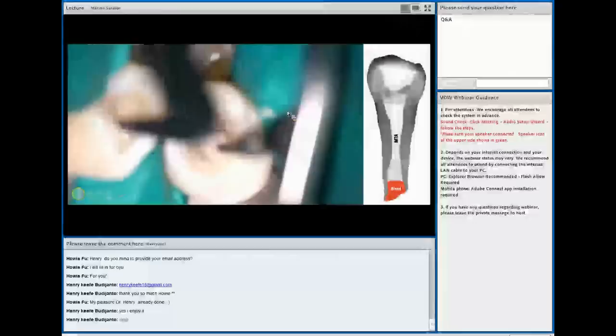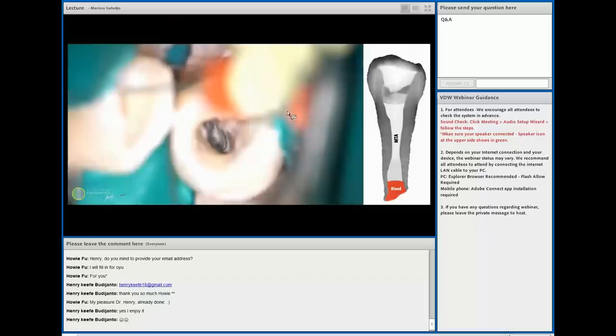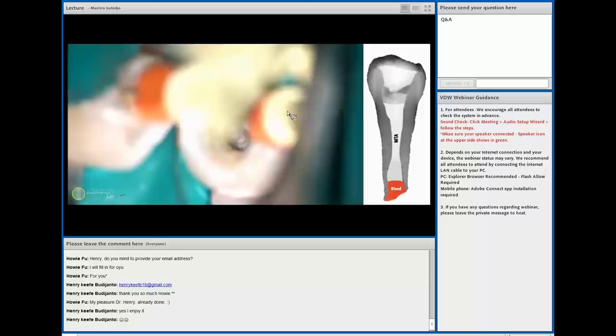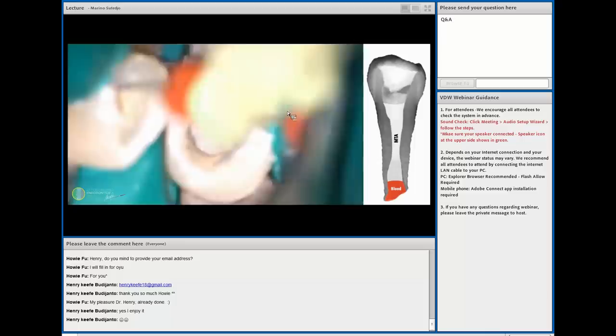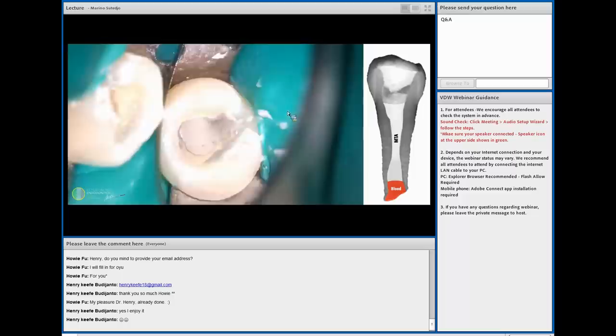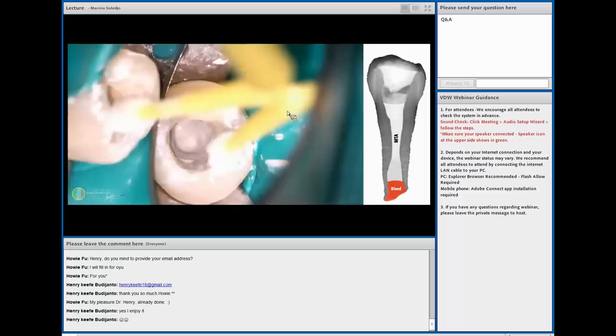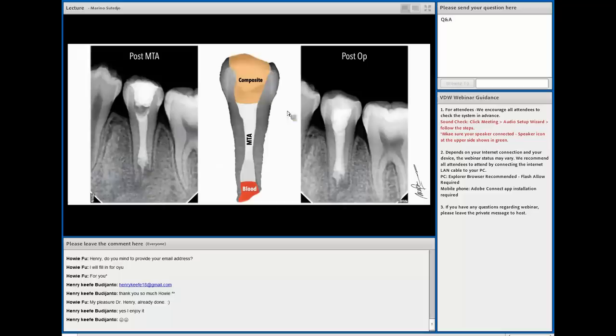Use the combinations also with your micro brush as well, just to make sure to push the MTA and to absorb excess moisture from the MTA, because if you have too much moist, the MTA will not set properly. You need to have just the right moisture from the MTA in order to have a good setting of the MTA. Once the MTA is reaching the level that I want, stop.